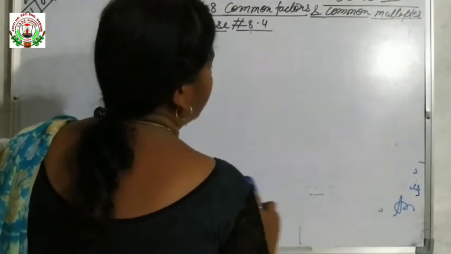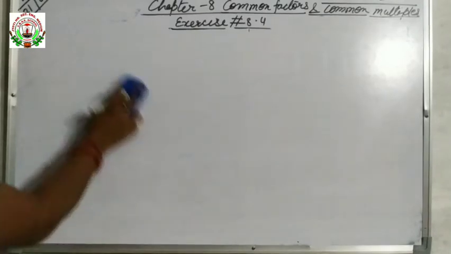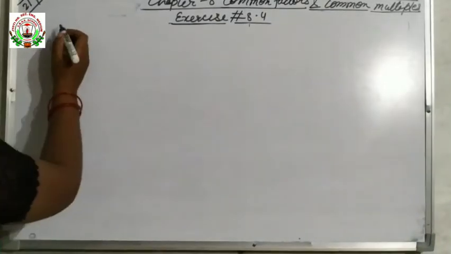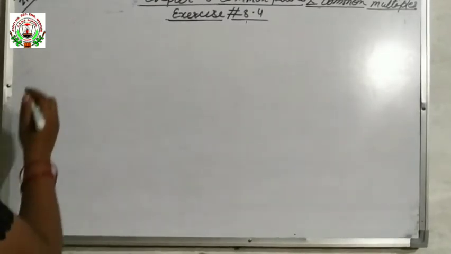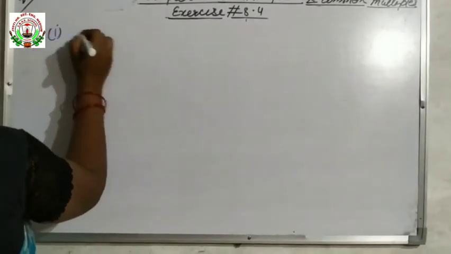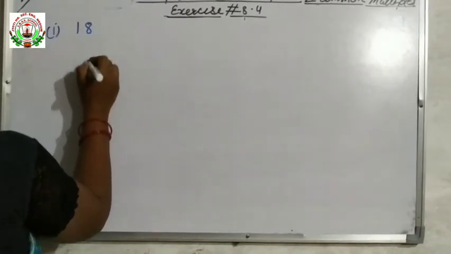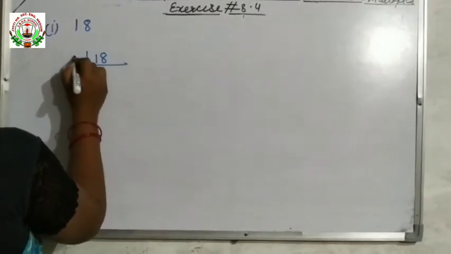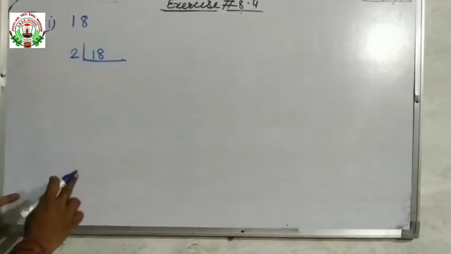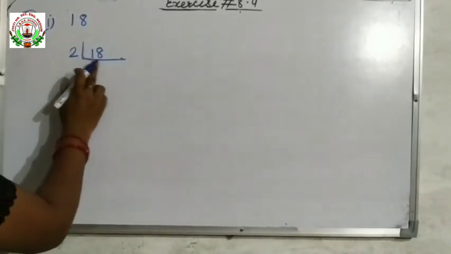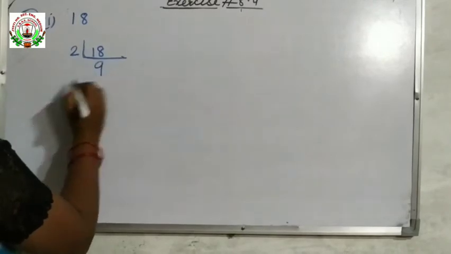In question number 2, find the prime factors of the following numbers using the division method. It is again the division method. Now 18 is given. When you divide it by 2, the smallest prime number, 2 9 ja 18.